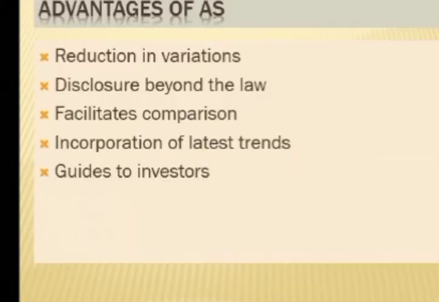The main advantages of accounting standards, the first one is reduction in variations. That means it reduces to a reasonable extent the confusing variations in the accounting treatment used to prepare financial statements. The best example is US accounting standards and Indian accounting standards, where the preparation of financial statements completely differs.